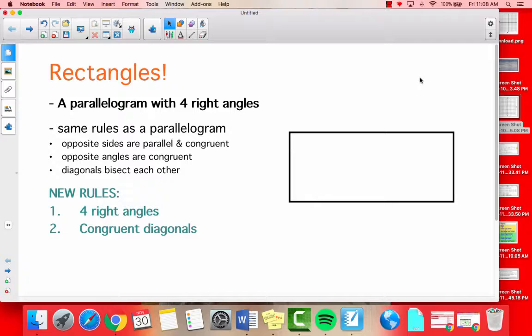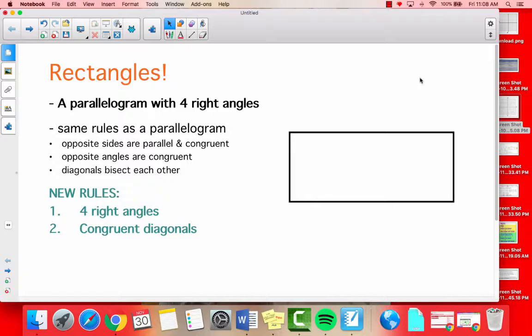that's its formal definition. And also, what's important about rectangles is that they have the same rules as a parallelogram, so the opposite sides are parallel and congruent. The opposite angles are congruent, and then the diagonals bisect each other. Now, you don't necessarily have to write those down as long as you have those written down from the parallelogram section, but it is important to know that those rules still apply for rectangles.